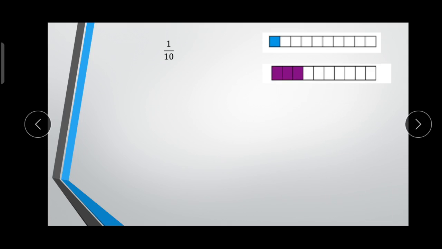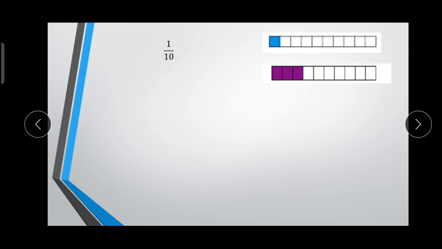Now let me show you the shaded bars. First we can understand decimals using fractions. Clear children? Yes. Now I'm showing one bar which has 10 boxes. Out of 10, one part has been shaded. In fraction, we write it as 1 by 10, isn't it? Yes. And let me show you the next bar.